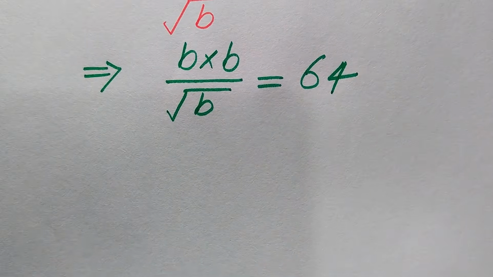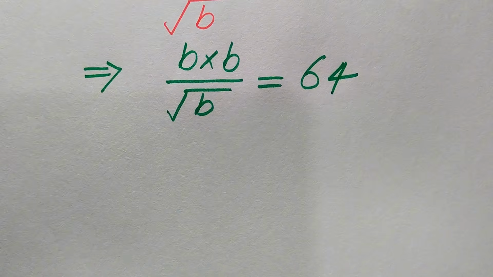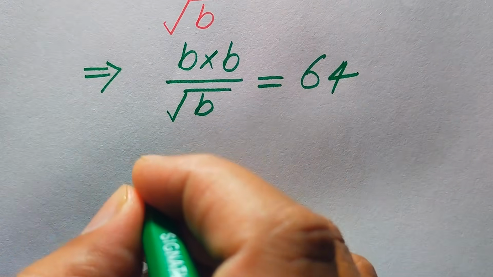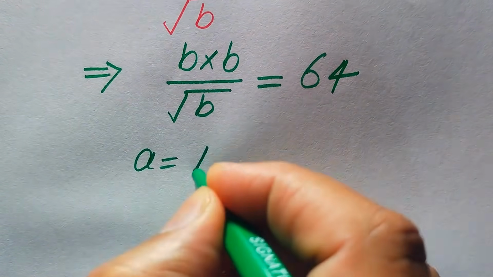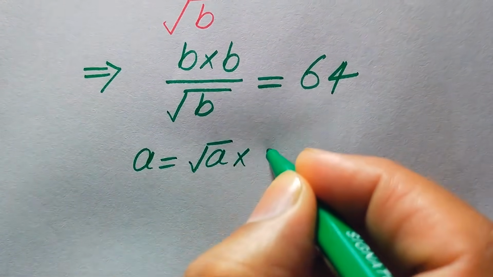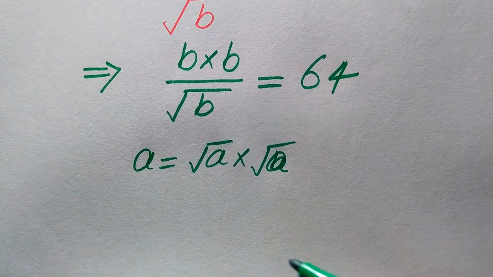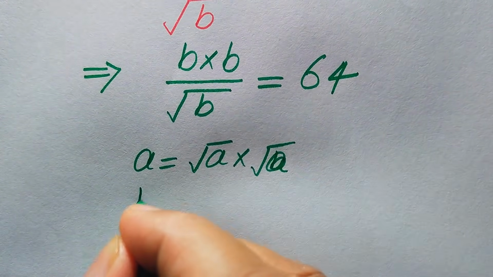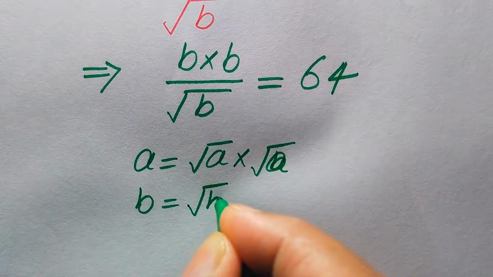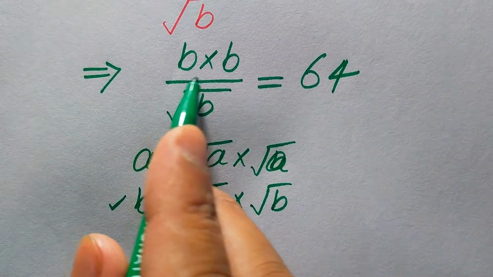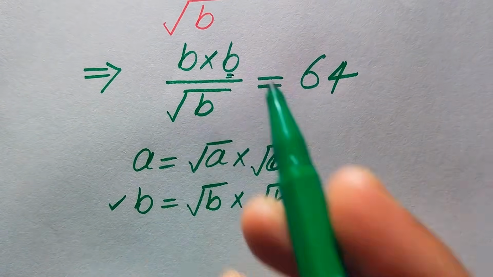And further in the next step, we need to convert this term b into the product of two radicals. For this, if you have any number a, we write this a in the form of square root of a multiplied by square root of a. According to this, we write this b in the form of square root of b multiplied by square root of b. We replace this value on this term only.